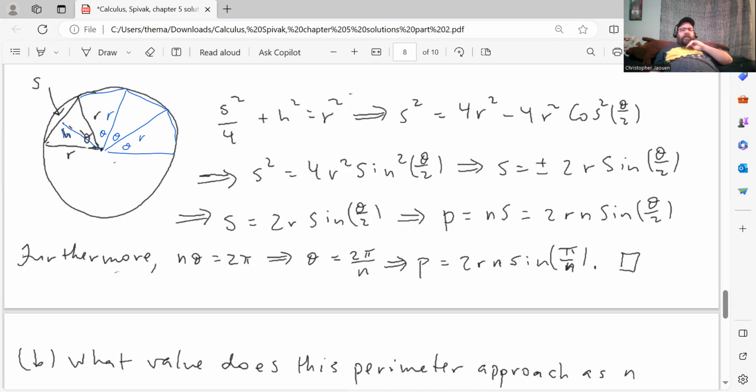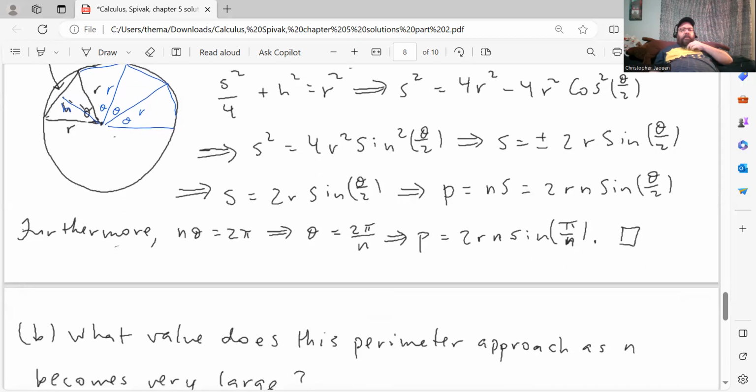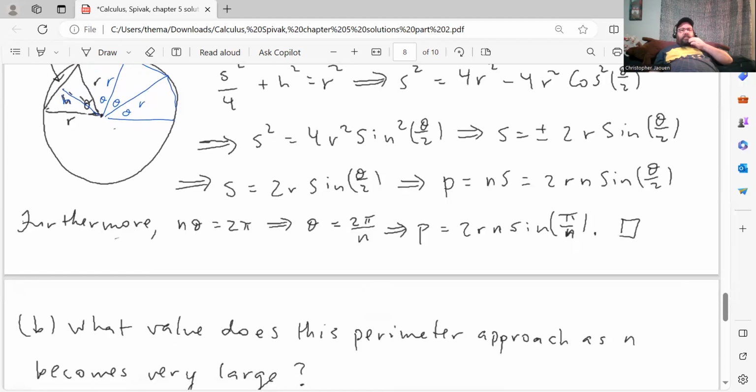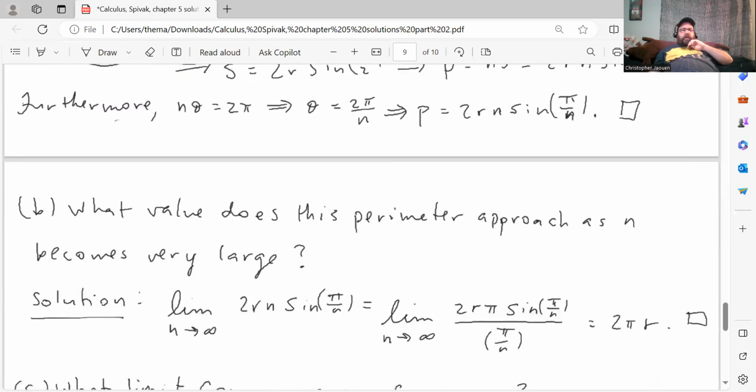Then that implies that theta is 2 pi over n if you solve for theta. So p is equal to 2rn sine pi over n, and that's the formula that he asks us to derive in part A. It's basically just an application of some trigonometry.